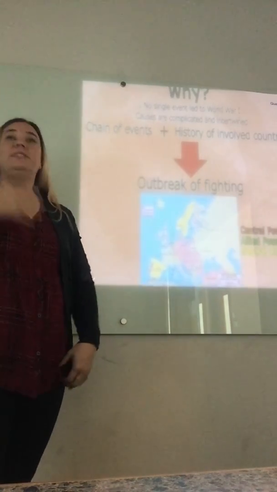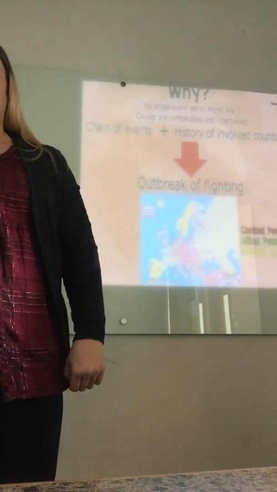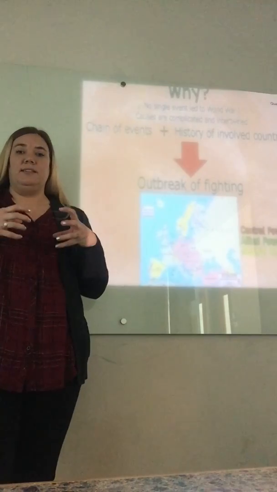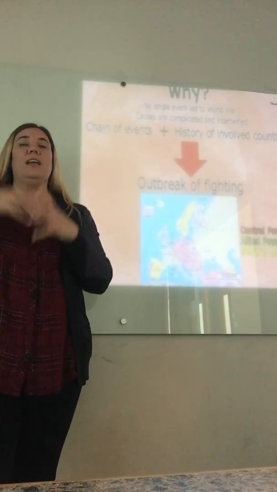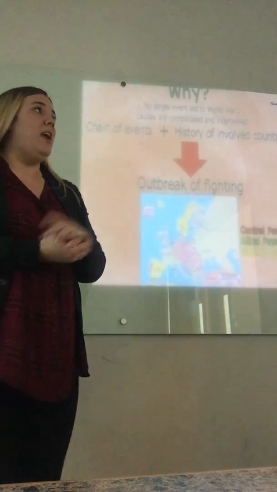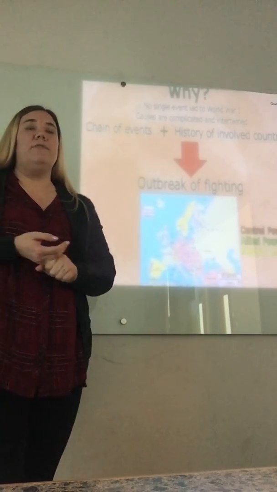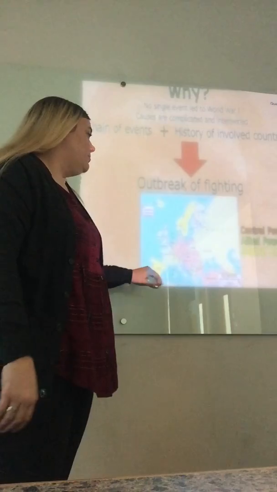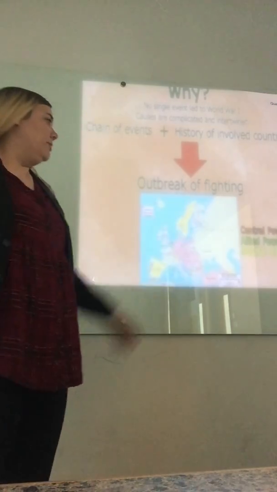War's the same way. No single event led to the cause of World War I, but rather it was a whole bunch of events, countries, and the history with these countries that led to this war. So, we have the chain of events, the history of involved countries, equals an outbreak of fighting. Here the map shows the Central Powers, the Allied Powers, and the neutral countries, and how they fought against each other during the war. So, we good?